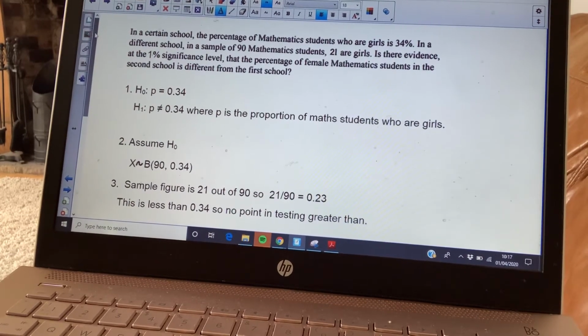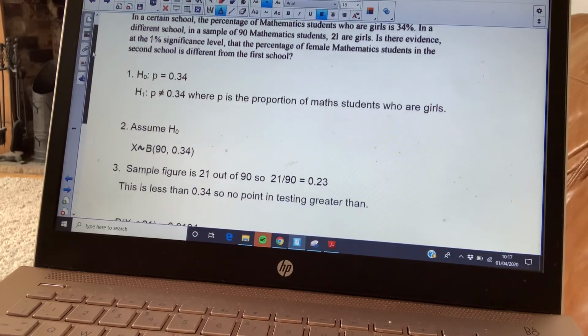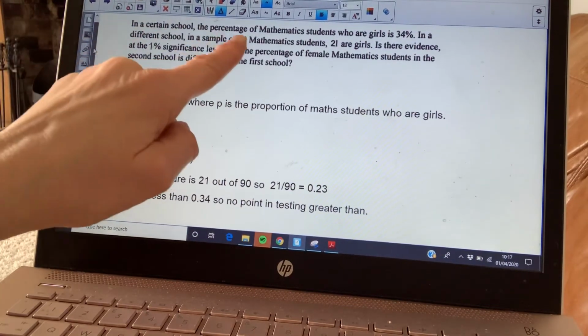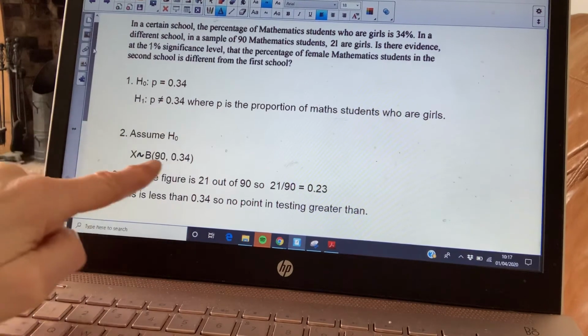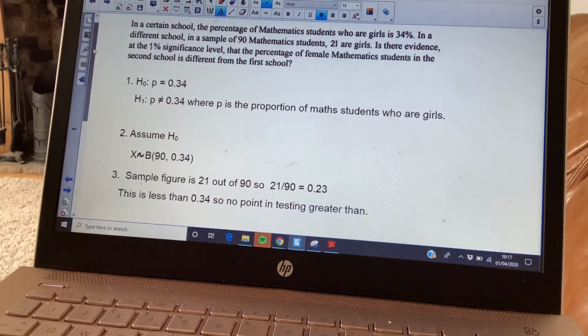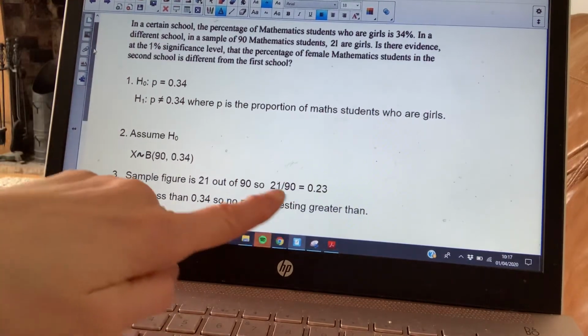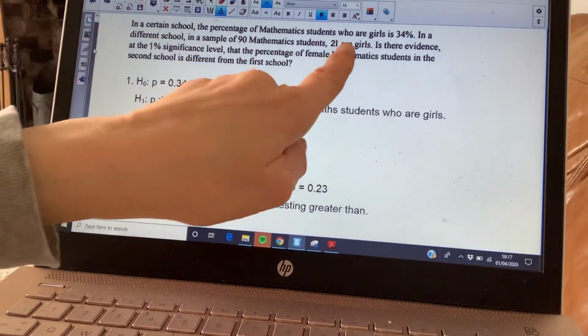So again, you set up your two hypotheses, proportion 0.34, alternative not equal to 0.34, and again, define your value of P. Assume the null, okay? Again, what that means is when you take your value of n, you assume this proportion, okay? Now, what are you going to do? Find the probability of greater than or equal to or less than or equal to. You're going to have to make a decision. So you decide that by looking at your actual figures.